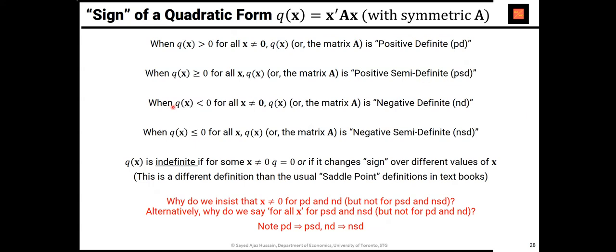If the quadratic is always negative, except at the point 0, 0, we say it's negative definite. If it's always less than or equal to 0, for all values of x, it's negative semi-definite. And if it is none of these, we call it indefinite.